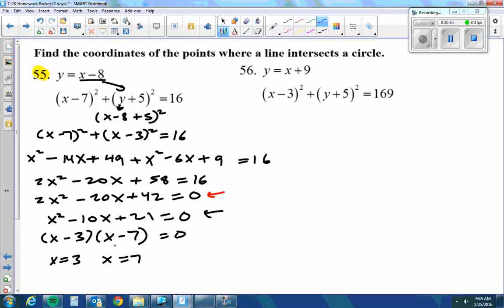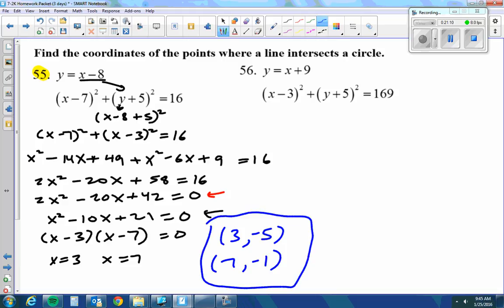Now, these are not the answers, because what are we trying to find? Yeah, coordinates of points where they cross. So when x is 3, what's the y coordinate? Right here, 3 minus 8 gives you negative 5 for the y value. Negative 1 for this one. 7 minus 8 is negative 1.